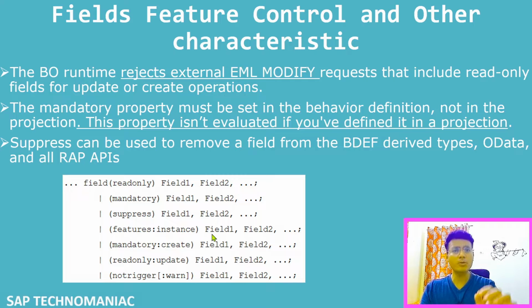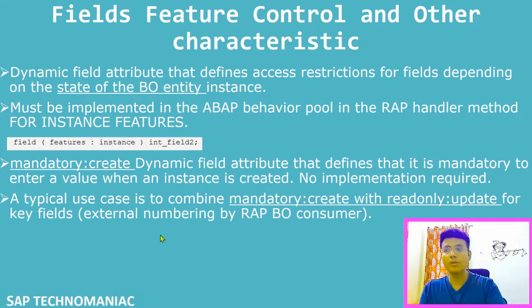Or suppose you want to disable a particular field based on some condition, then also you can use the dynamic feature control. This is the variant, feature instance, and this will be implemented in the behavior pool. The method will be this one, for instance feature. This method we have to implement. Dynamically we can write the code to enable and disable this particular field.